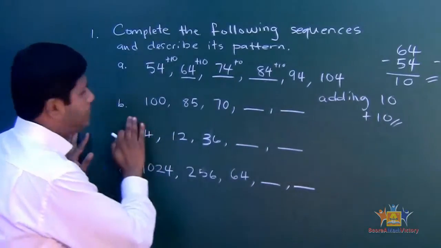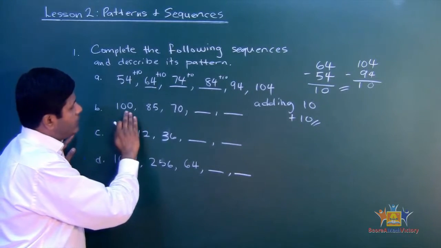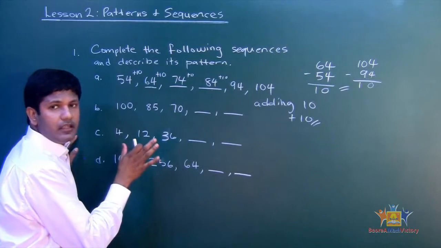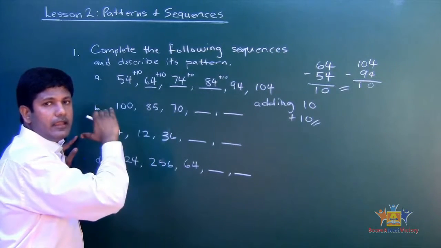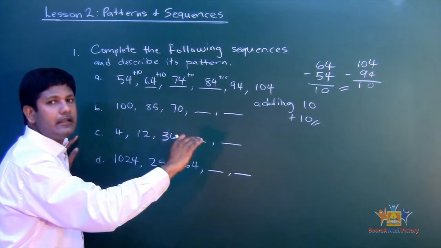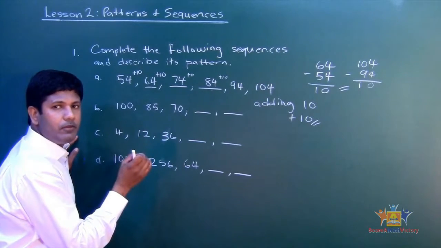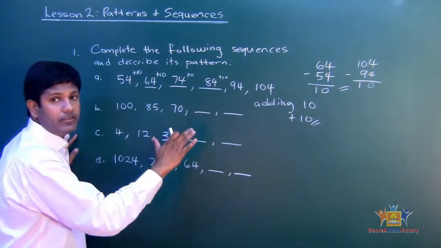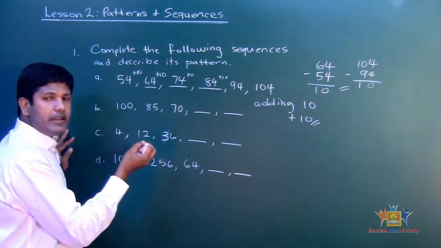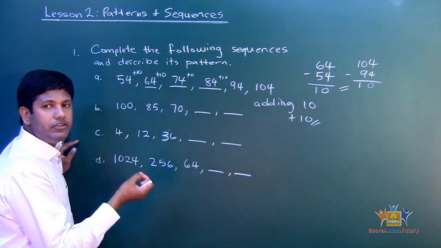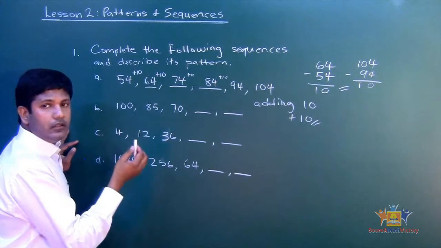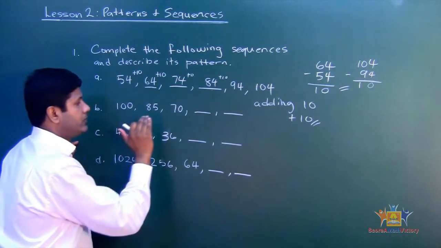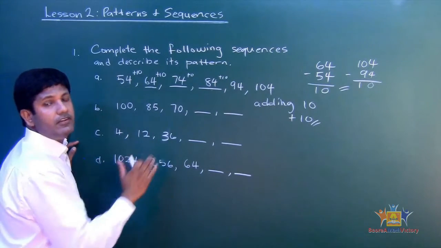Okay, so now let's look at B. Now B, look at B. 100, 85, 70. See that sequence? What type of sequence is that? It's kind of decreasing. So the pattern is going to be what? Either subtracting or dividing, because the number is decreasing. But again, how do we narrow down between subtraction and division? How do we differentiate? By looking at the sequence here, whether it's been using a subtracting pattern or a division pattern.